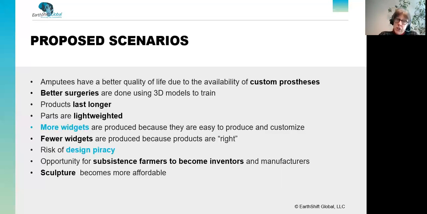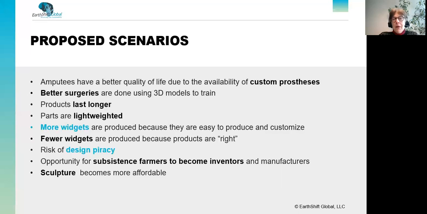So we looked at fewer widgets being made because they're actually right the first time. We don't throw as many things away. We looked at the risk that there's design piracy, that people are able to scan a product and make it and not have to buy it from the manufacturer. We looked at what if subsistence farmers in Nicaragua could become inventors and manufacturers, right? Isn't that cool? And that this technology really does allow that, which is pretty neat.